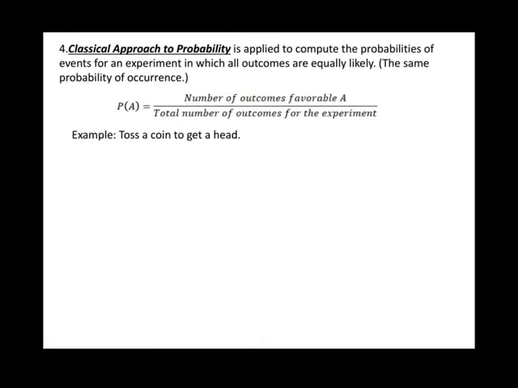Another example: toss a coin to get a head. I can get either head or tail, so the probability to get the head is 1 over 2. Again, this is by calculation, we compute it.